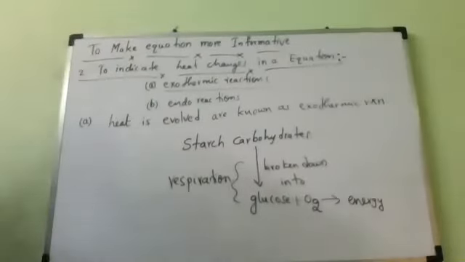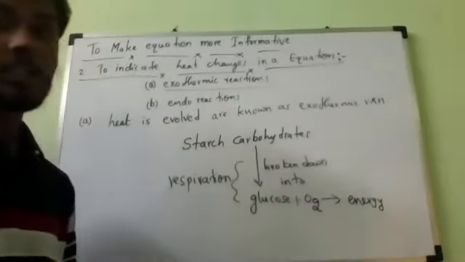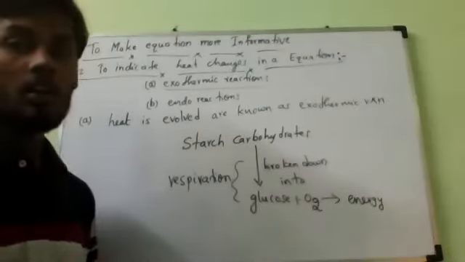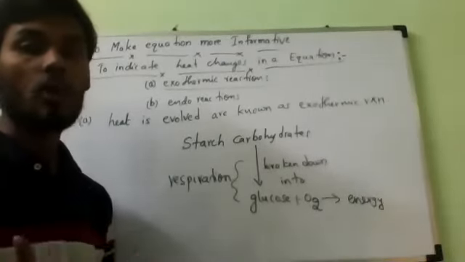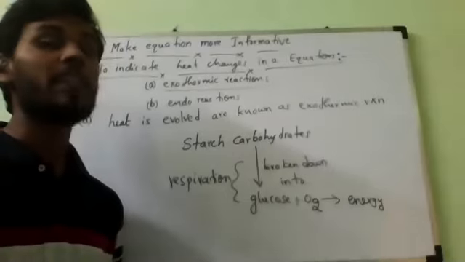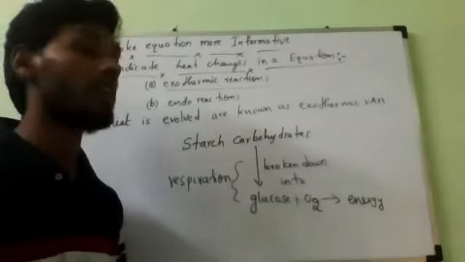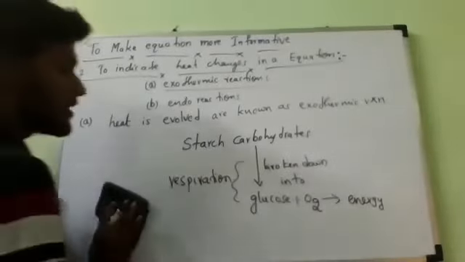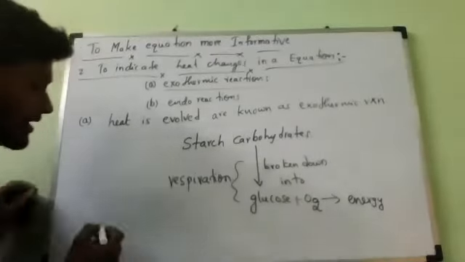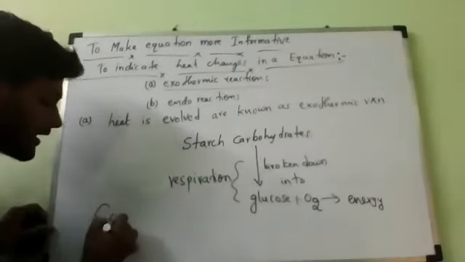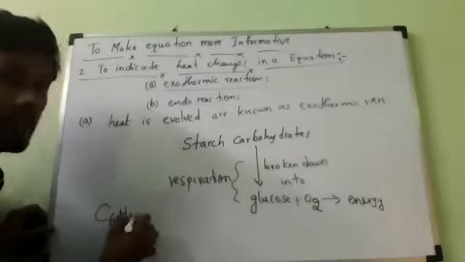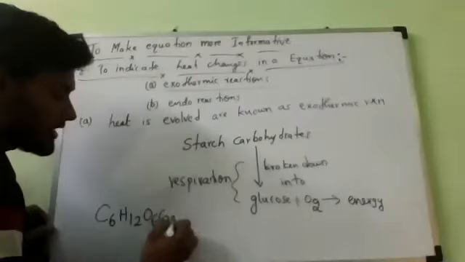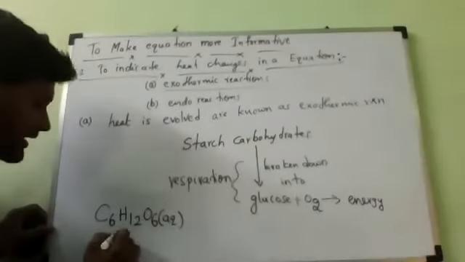And why is this heat energy released? In addition to other functions, this energy maintains our body heat. That is why this heat energy is released. So if you observe the chemical reaction of respiration, what is the formula of glucose? Any idea? C6H12O6. Very good. So C6H12O6 is what is called glucose.